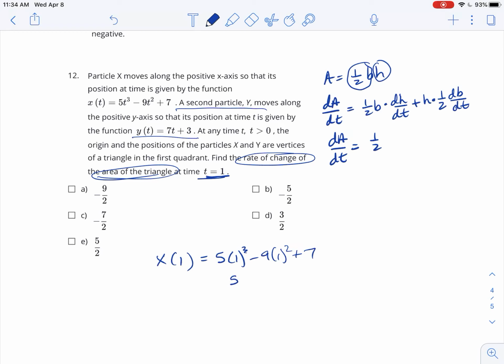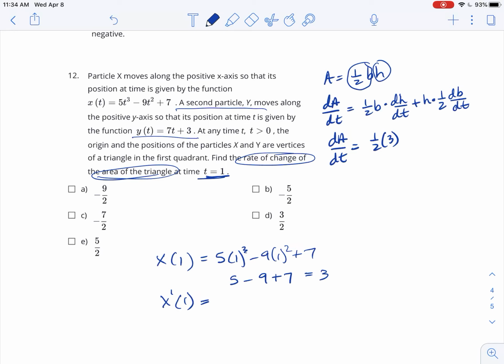So let's find the first particle at a time of 1. Where is it? So it's 5 times 1 cubed minus 9 times 1 squared plus 7. So 5 minus 9 plus 7, and that's going to give you 12 minus 9 is 3. So that's where this one is. And this is moving along the x-axis, and I consider that the base. So that's 1/2 times 3. And the rate of change, well, that is x prime at 1.